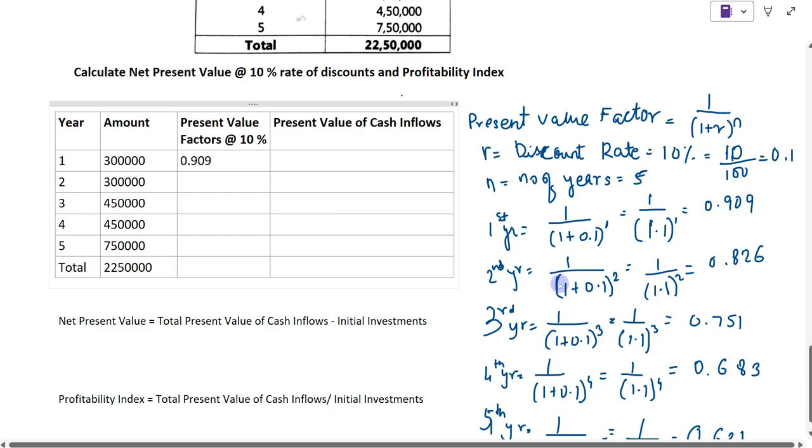Now second year, again use the same formula, 1 upon 1 plus 0.1 raised to 2. Why? Because it is the second year. So we get 0.826.